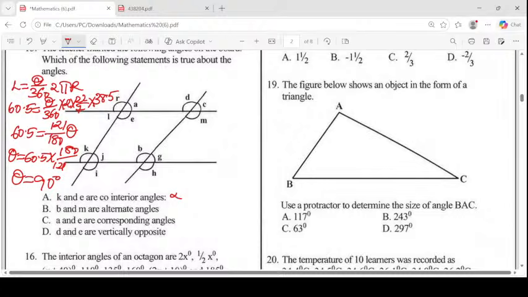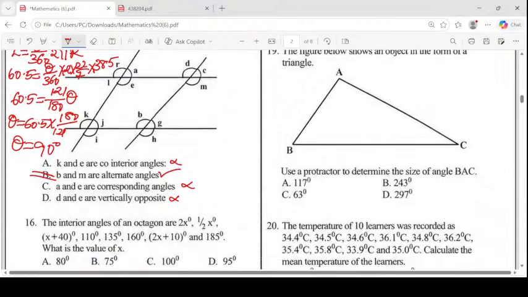B and M are alternate. Yes, this is true. A and E are corresponding angles. No, A and E are not corresponding. In fact, A and E are supplementary angles. D and E are vertically opposite. Let me see. D and E. No, D and E are also alternate angles. So this is also false. So the most correct answer here is B for boy.